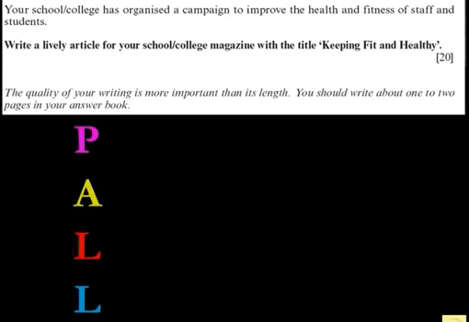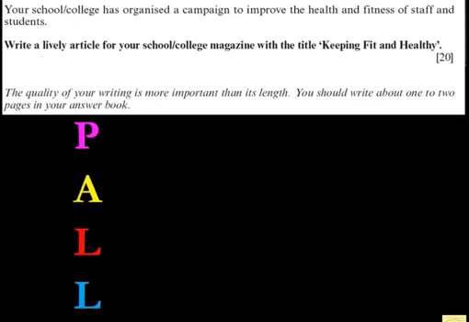Here's a typical exam question. Your school college has organised a campaign to improve the health and fitness of staff and students. Write a lively article for your school college magazine with the title Keeping Fit and Healthy. Like I said before, it's normal for your school, which it is here, and they put here lively article, and you should write a page and a half.